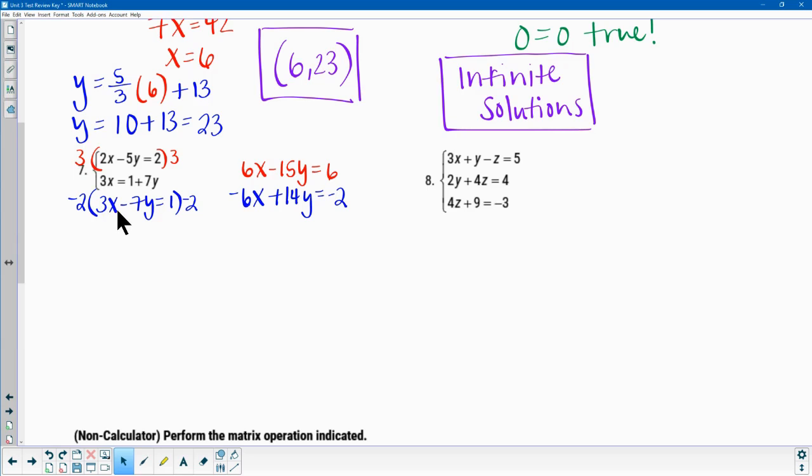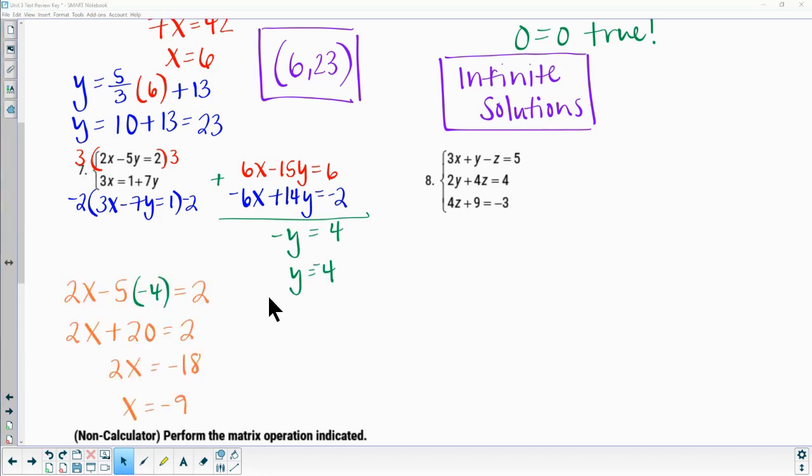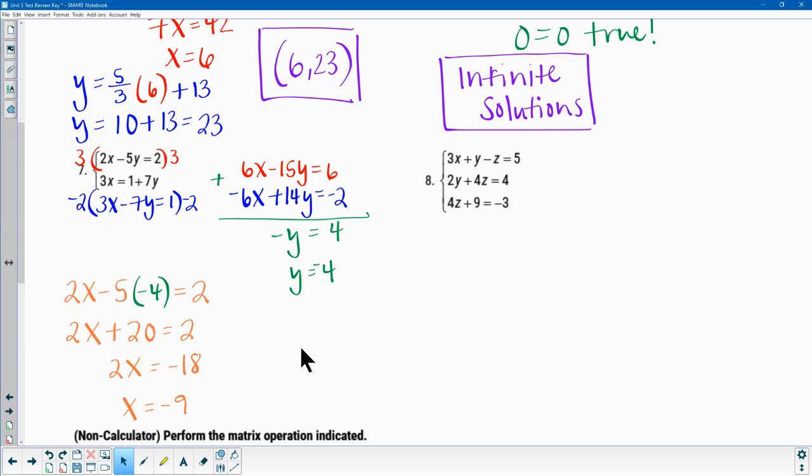Before I did that, I went ahead and rewrote it so that it was x, y, answer. And that became negative 6x plus 14y equals negative 2. When I combine linearly, I get negative y equals 4. So I should have y equals negative 4. So I used that value, y equals negative 4, to plug into an equation. I picked the first one and I solved for x, and I got x equals negative 9. So my solution should be (negative 9, negative 4).